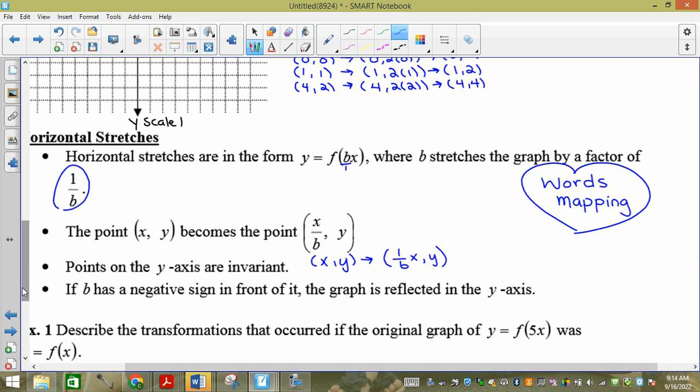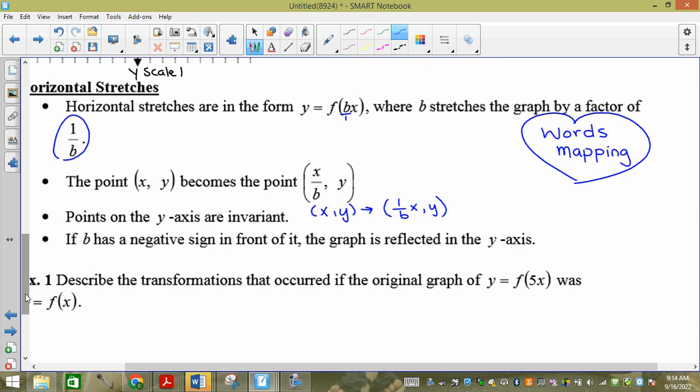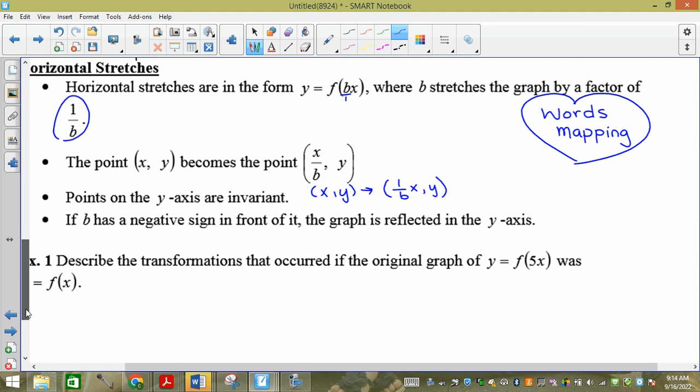Points on the y-axis are invariant because now you're multiplying by all the x's, and y-axis points have an x of 0. And the negative sign of b makes it a reflection in the y-axis. There is never a horizontal stretch that is negative because a stretch can't be negative. That's a reflection. So we're back to the same boat here.